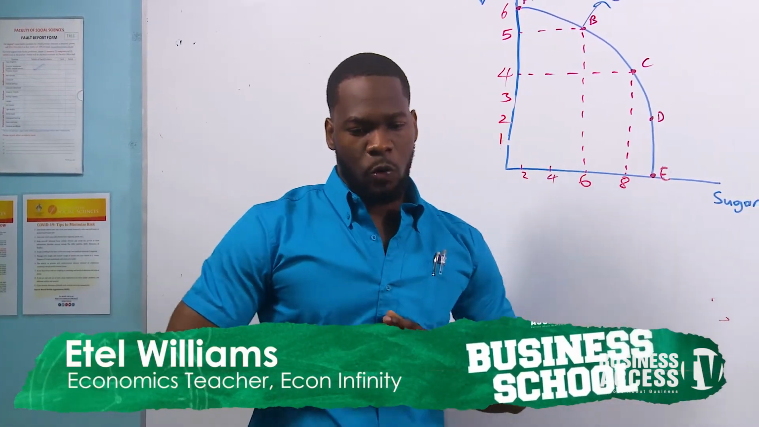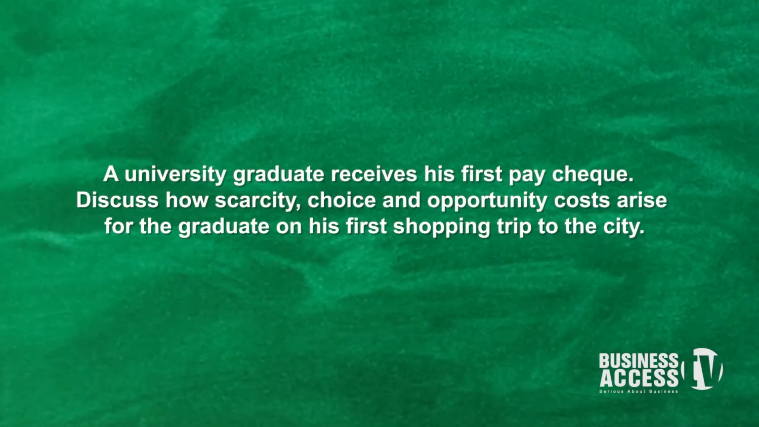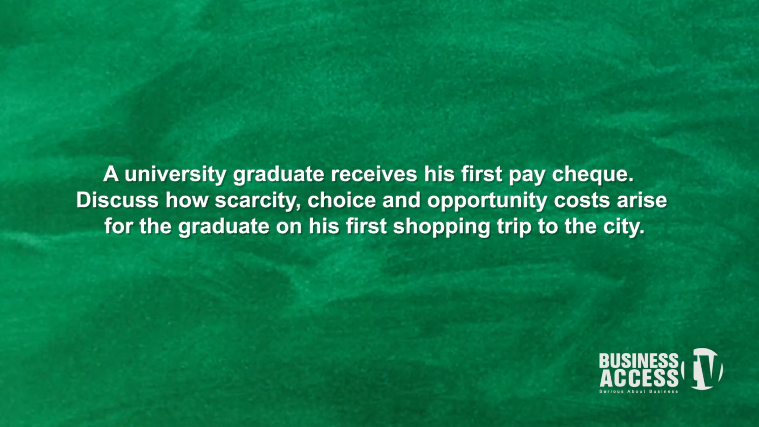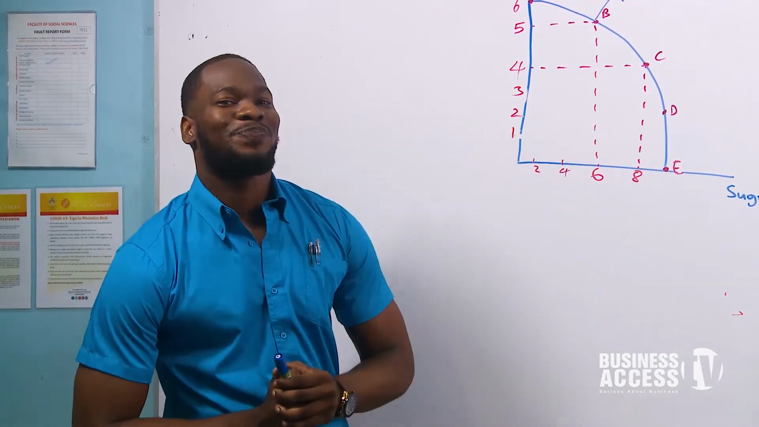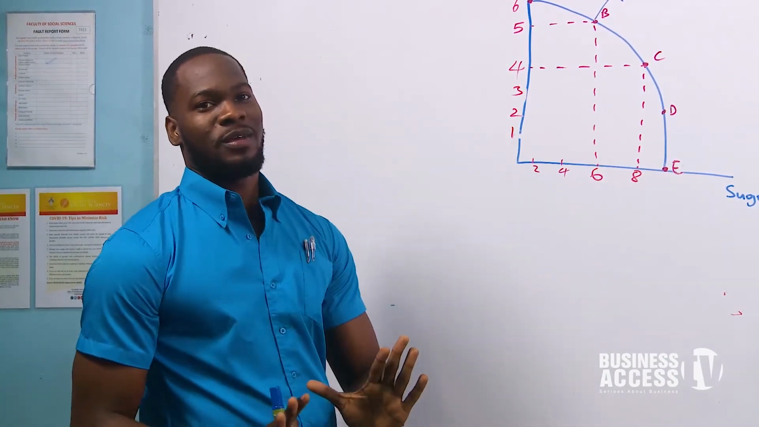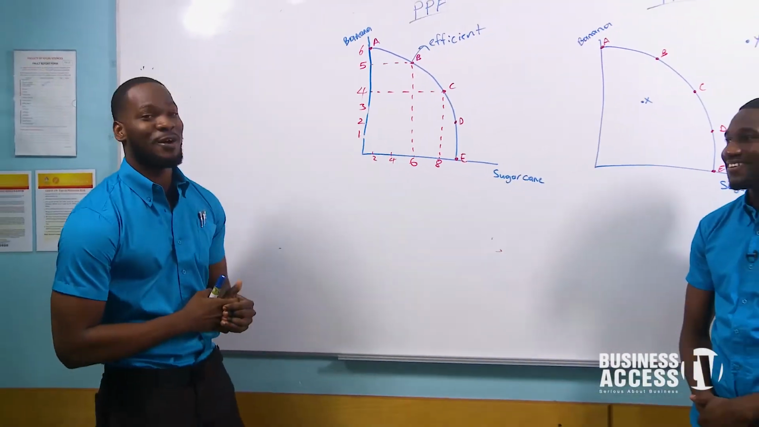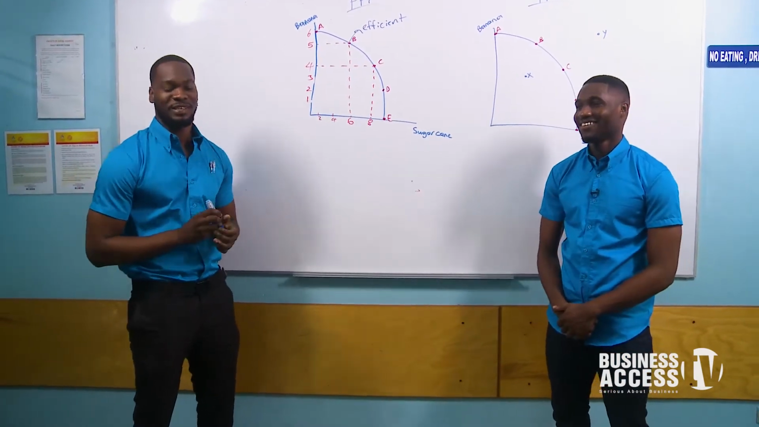Now, our final question gave us a scenario: a university graduate receives his first paycheck. Discuss scarcity, choice and opportunity cost for the graduate on his first shopping trip to the city. Now, I will dive into this one. I remember Ainsworth's first shopping trip when he received his first paycheck as an adjunct lecturer at the University of the West Indies.